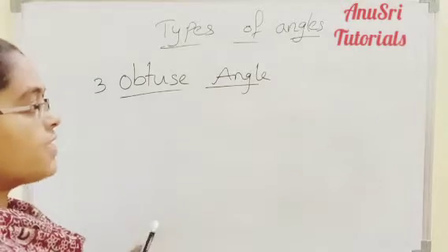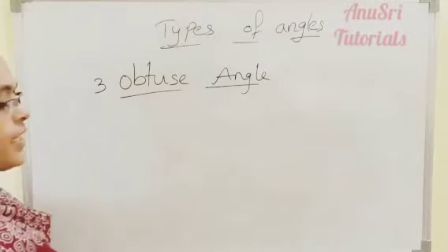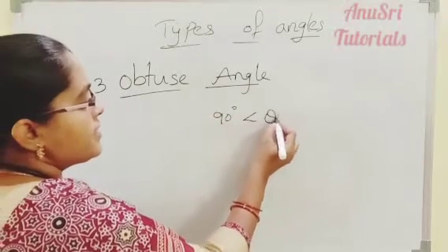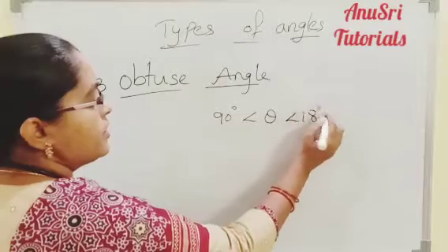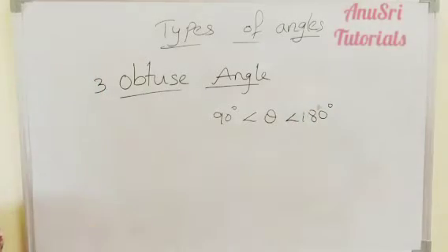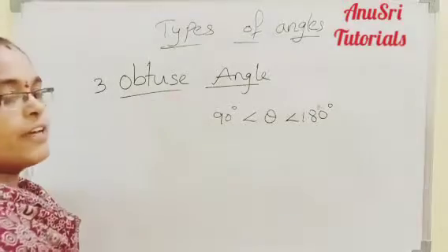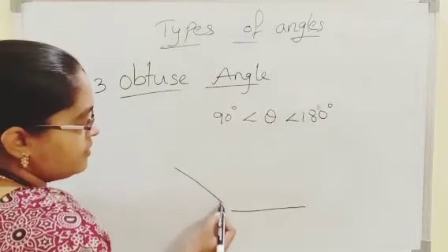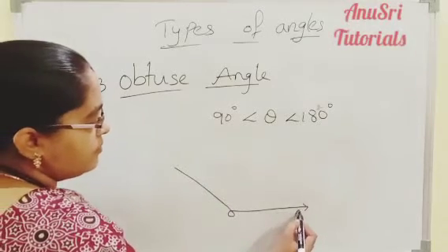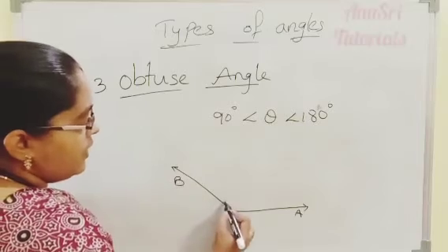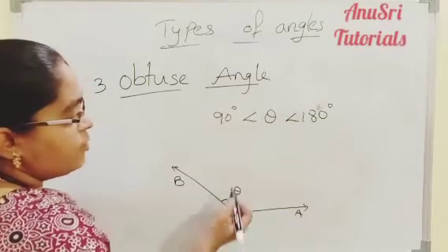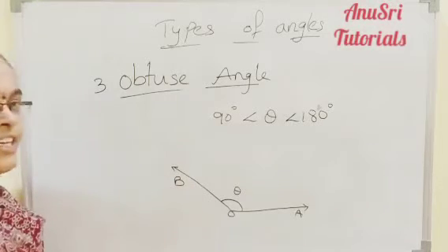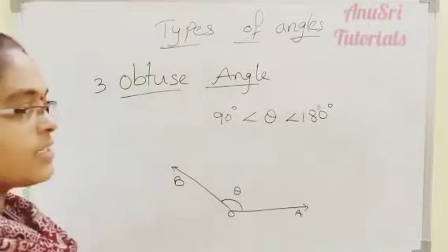The third type, that is obtuse angle. What is an obtuse angle? If the angle is greater than 90 degrees and less than 180 degrees, then that angle we are calling as obtuse angle. See, an obtuse angle mostly falls like this. So this is OA ray and this is OB ray, and this angle, the theta, we are calling as obtuse angle because it is more than 90 degrees and less than 180 degrees. So in this condition we are calling this as obtuse angle.